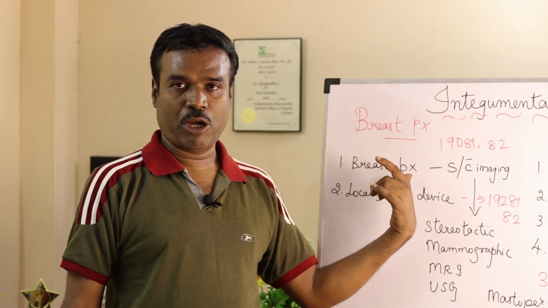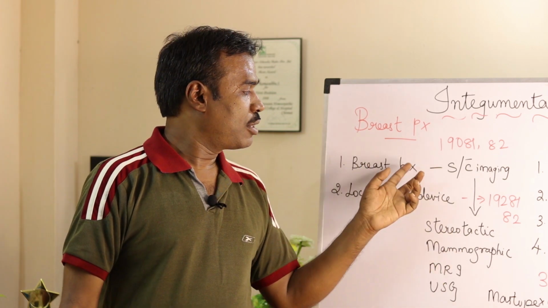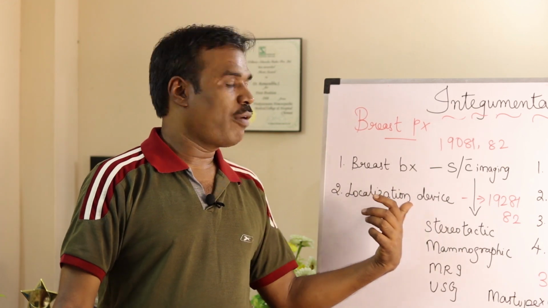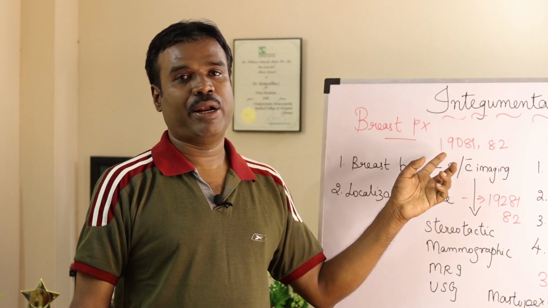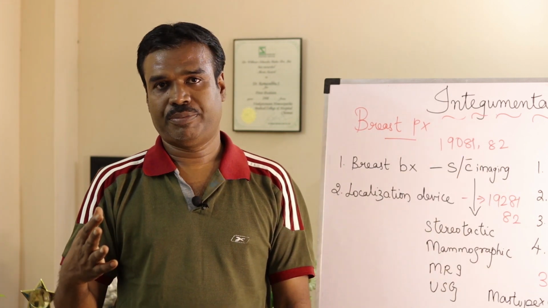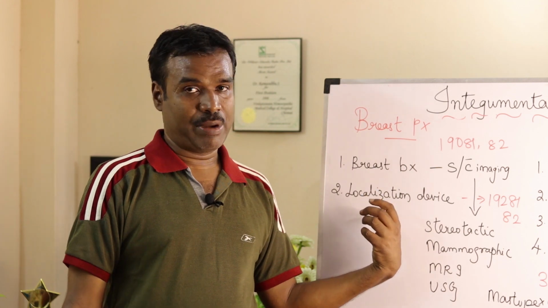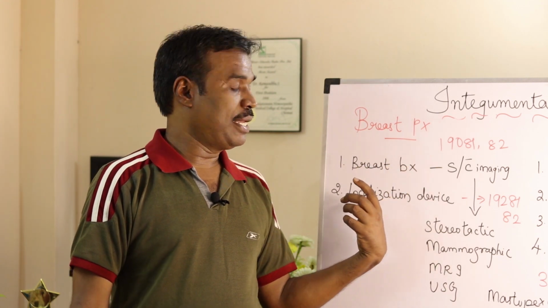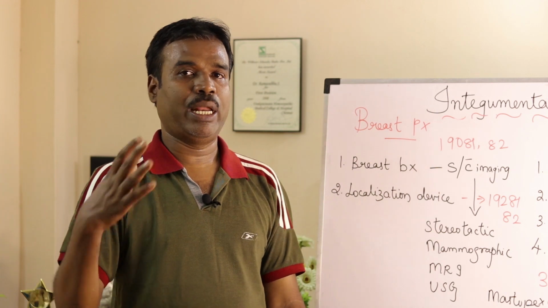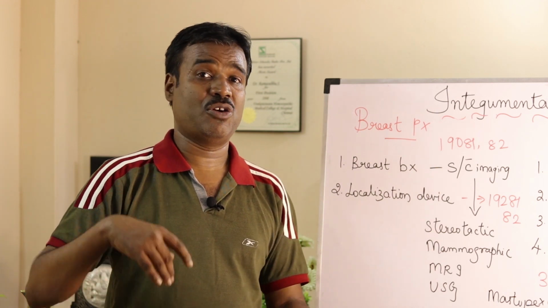Same way for breast biopsy, this might include or may not include the localization device. So breast biopsy along with localization device, you can have 19081, 19082, which is for the stereotactic guidance. This is plus or minus, because for breast biopsy they say localization device when performed. Hope you all know what is the meaning of when performed. It is not necessary, it is not mandatory.